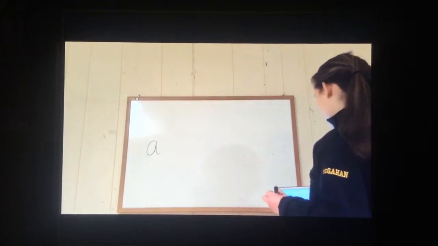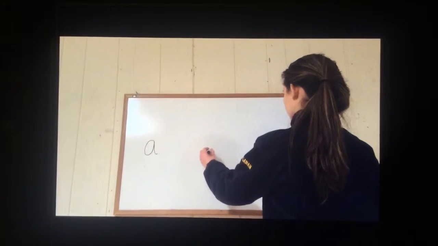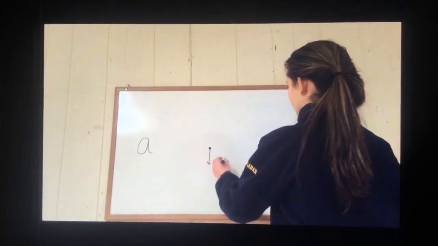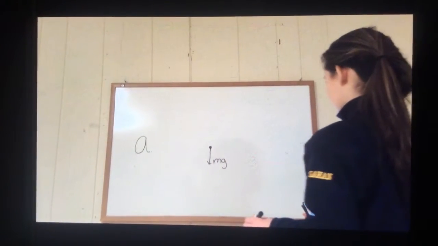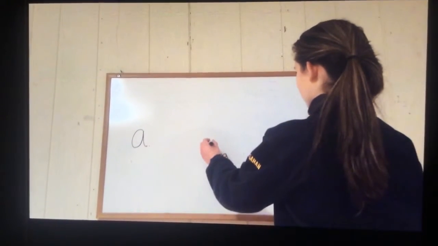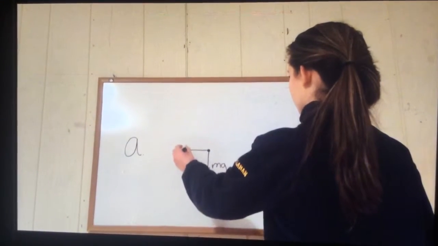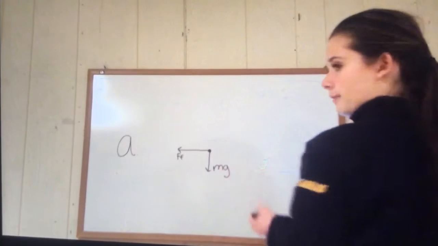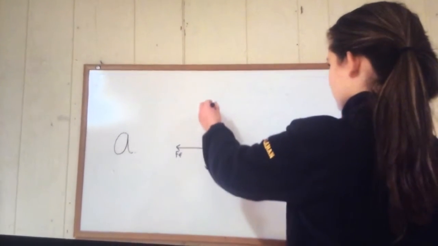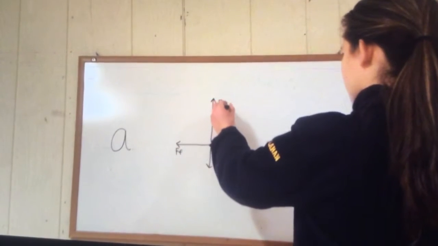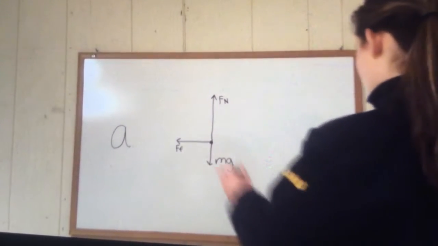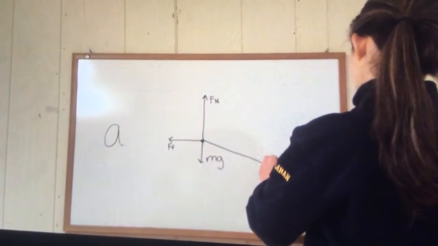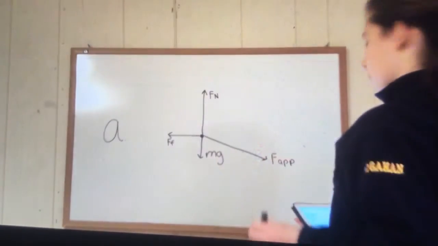So I'm going to draw the free body diagram. First, going down, we have the force of gravity, or mg, and then perpendicular to mg, we have the force of friction in the leftwards direction. Then directly above mg, we have the normal force, Fn, and then we have the force applied in the rightwards direction.